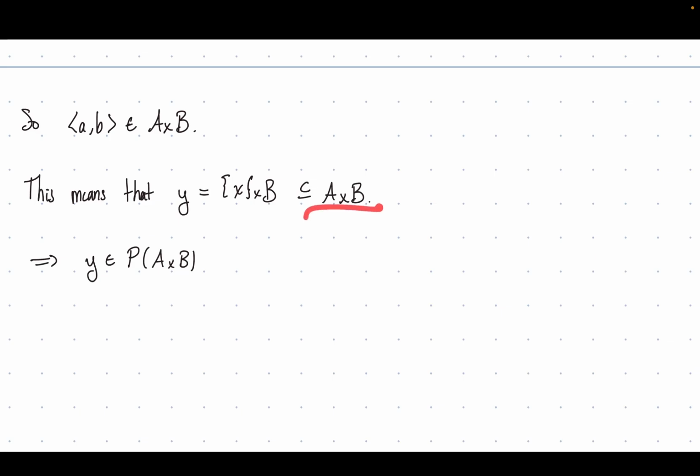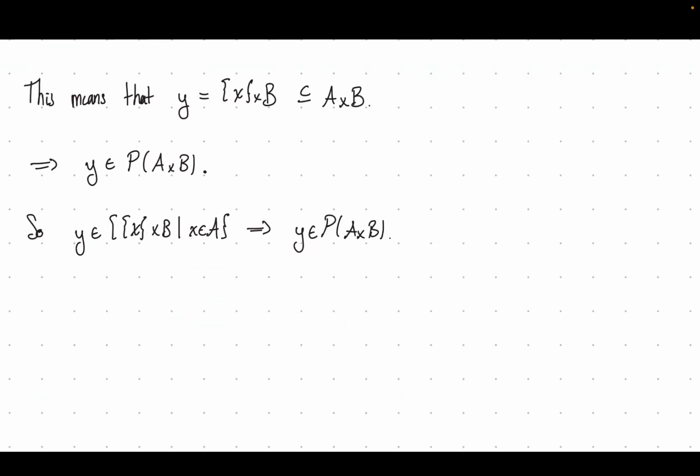Again, taking the cross product of any two sets is legal. The power set of any set is legal. And this is to say that this set specifically is a legal set. So y being in the set containing x cross b such that x is in A implies that y is in the power set of A cross B. This means that this set containing x cross B such that x is in A is a subset of the power set of A cross B.